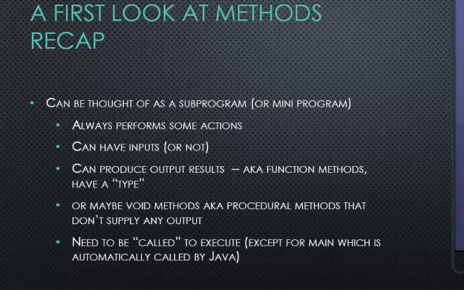Let's recap our first overview of methods. Methods can be thought of as subprograms or mini-programs. They always perform some type of actions. They can have inputs, but they don't have to. They can produce output results, and when they do, we refer to these as function methods, and they must have a type. Or maybe they are void methods. This is the procedural method that doesn't supply any outputs. Methods need to be called in order to be executed, except for main, which is automatically called by Java.